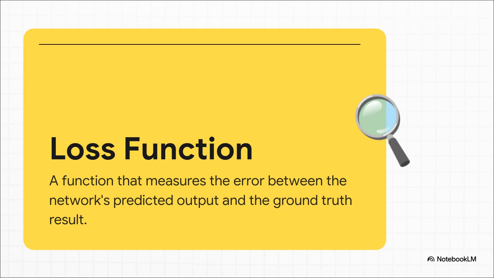So to teach the network these new tricks, it needs a different kind of teacher. And in machine learning, we call this teacher a loss function. The loss function's job is simple. It looks at the network's prediction, compares it to the correct answer, what we call the ground truth, and tells the network how wrong it was.